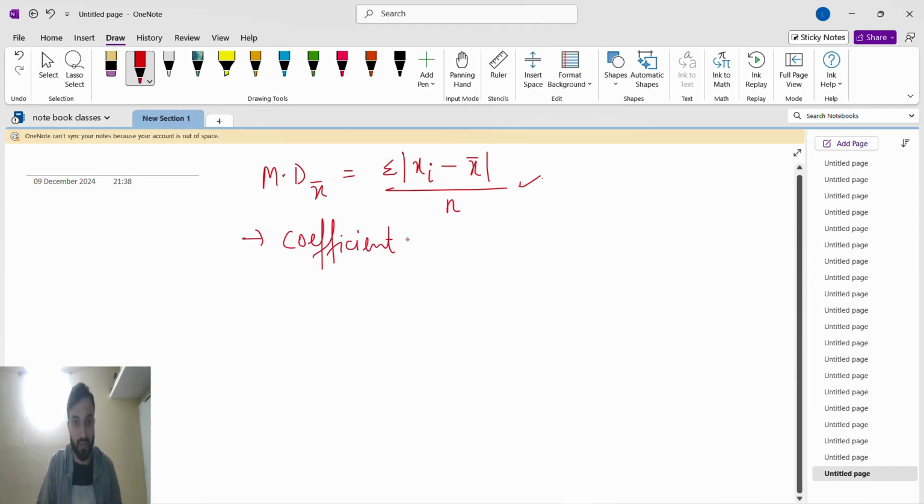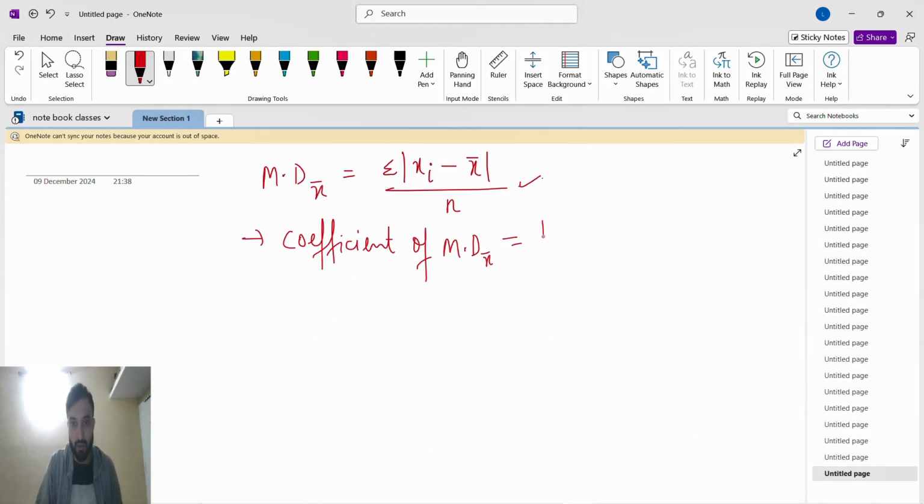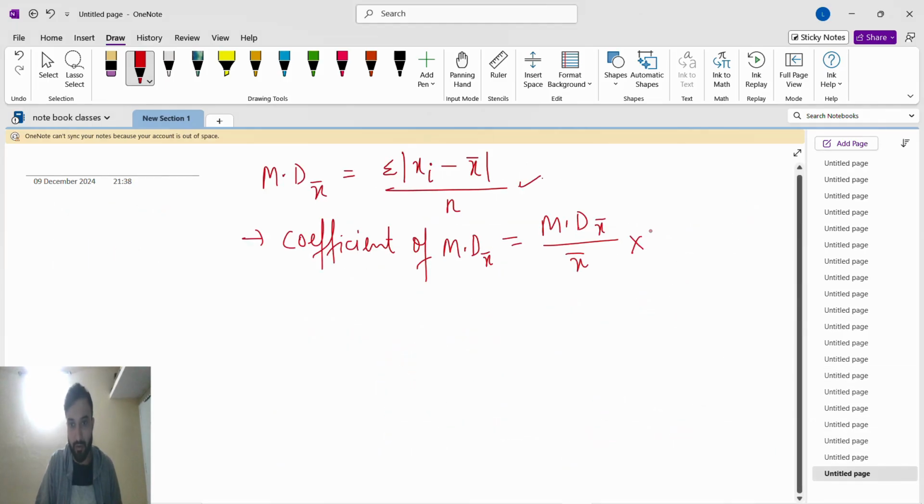We have to find the coefficient. The coefficient of mean deviation about mean is what? The mean deviation about mean, whatever value you got, divided by the mean value, whatever mean you got, into 100. So this is the formula for the coefficient of mean deviation about mean. Okay, I hope everyone understands.